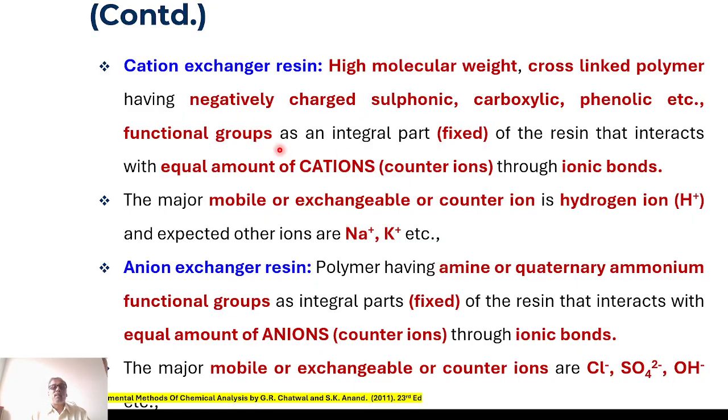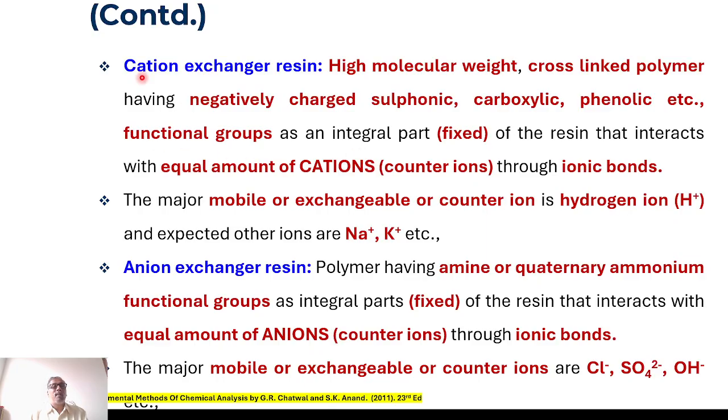So which group or which part of the resin is responsible for the fixed integral part for contributing the negative charge in cation exchange resin? It could be a sulfonic group or a carboxylic group, or it could be a phenolic group. So these groups are responsible for the exposure of the fixed negative charge or immobile negative charge. This is the integral part of the resin, or it could be acting as the functional group of the resin.